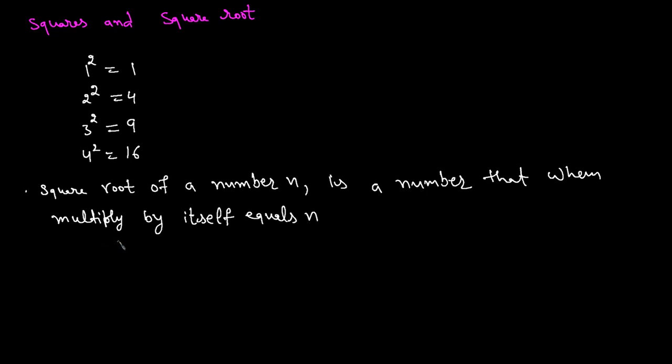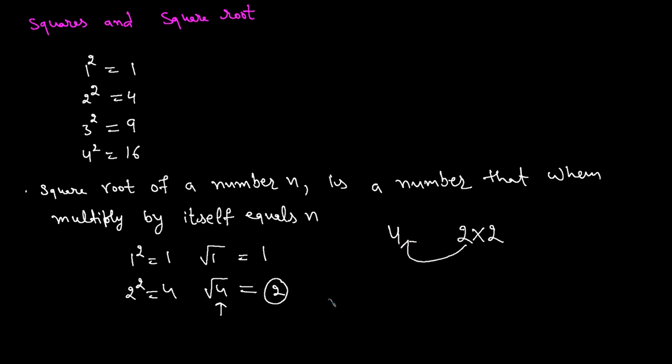Let's do an example. 1 squared is basically 1, and the square root of 1 is going to be 1. Let me write another one. 2 squared is equal to 4, that means the square root of 4 is going to be 2. So the square root of a number, let's say 4 here, is a number that when multiplied by itself equals 4. The square root of 4 is 2, because when 2 is multiplied by itself, it gives you 4. How about the square root of 9? It is a number that when multiplied by itself gives you 9, which is going to be 3. 3 multiplied by 3 gives you 9. So the square root of 9 is 3.